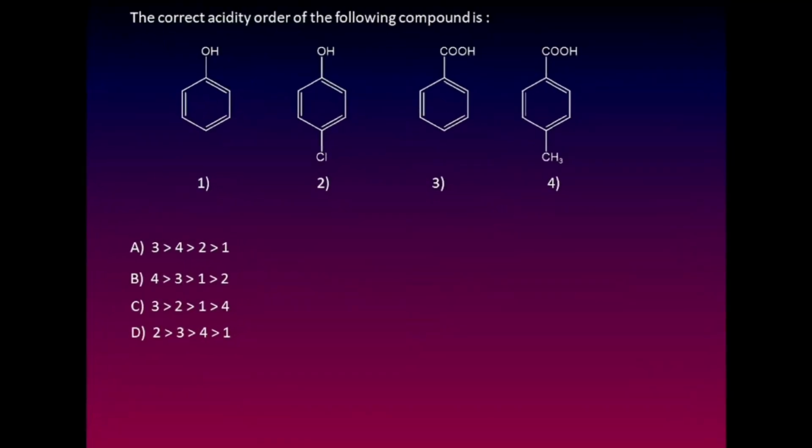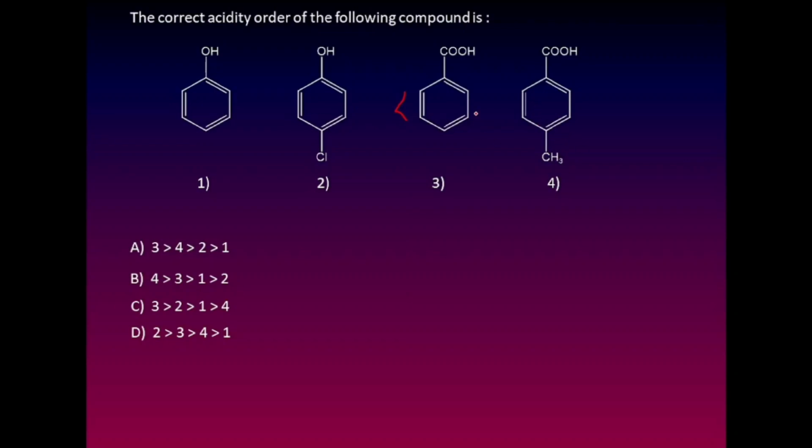Let's go into the next question. Here you can see that there are 4 compounds given. The correct acidic order of the following compounds is... You know that carboxylic acid will be more acidic than phenol. You should know about that. So carboxylic acid will be more acidic.